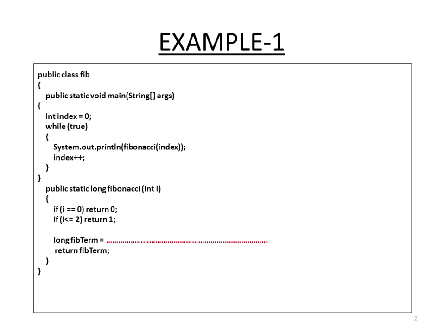This is example 1. As you can see over here in this example, we have created a class called FIB. This class is public in nature. This is the name of the class, FIB. Inside this class we have a main method. This is the main method.